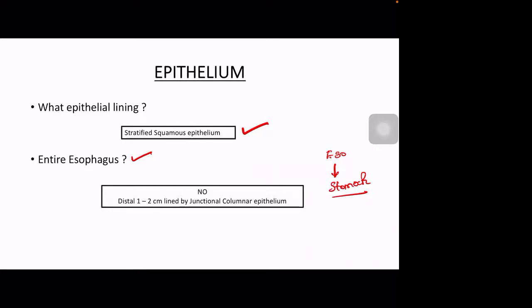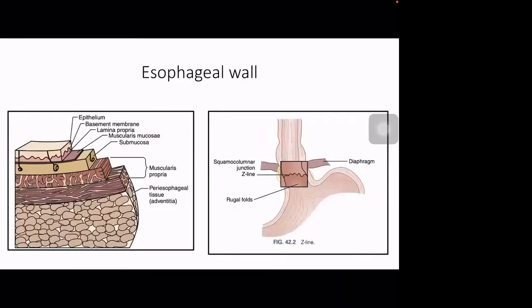So again, the esophageal wall, as I said before. Concentrate on this picture. It has this epithelium, the basement membrane, a lamina propria, and muscularis mucosa. All this forms the mucosa of the esophagus. Any tumor within these layers is called intramucosal carcinoma, or in other words, you can also call it carcinoma in situ.